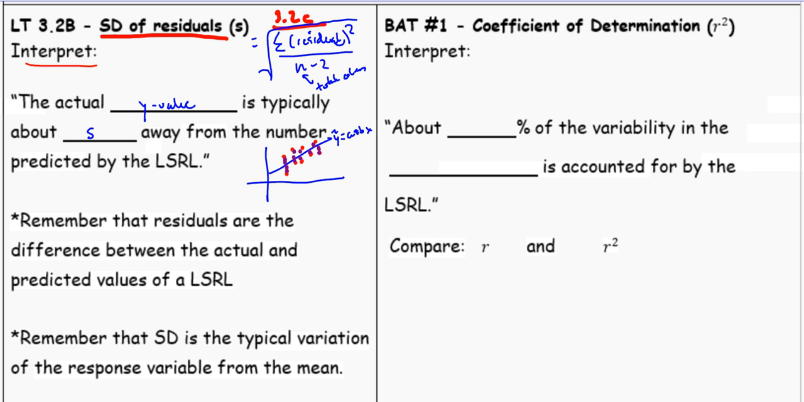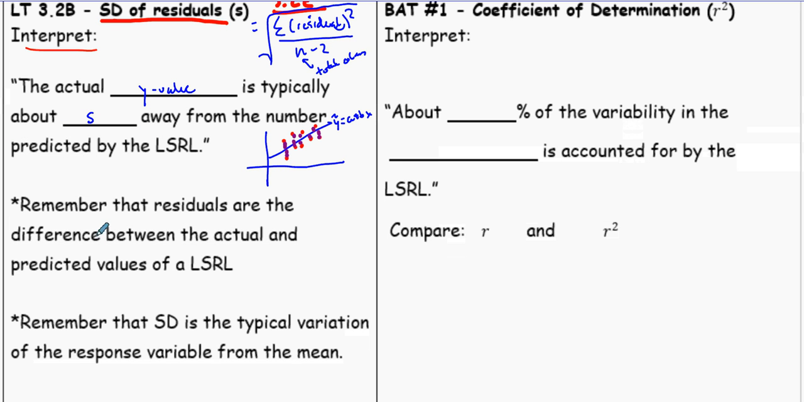Now, things you need to remember: residuals are the difference between the actual and the predicted values. Also remember that the standard deviation is typically a variation of the response variable from the mean. And the mean in this case, as I said, is our least squares regression line.